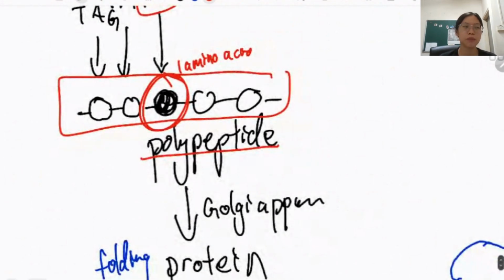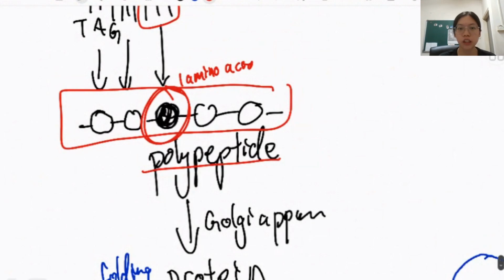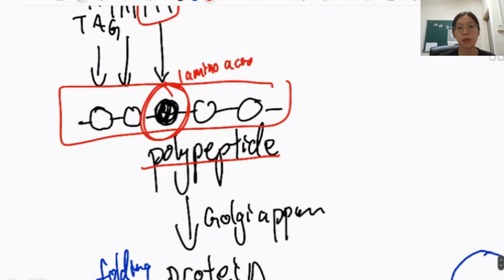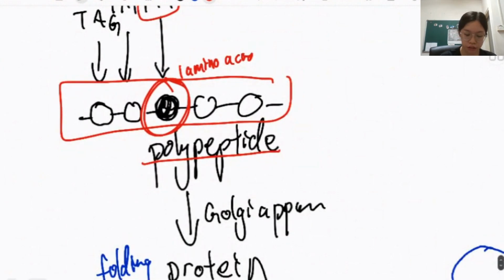And then this polypeptide has to be modified, packaged, and folded so that it has its own unique structure for its function. So it will be modified in the Golgi apparatus. Yeah, I'm so lazy to write the whole thing.